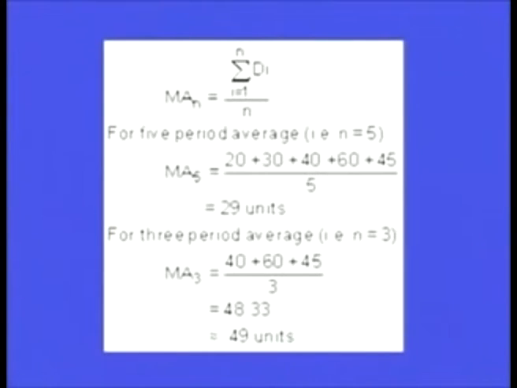So, if we use a complete simple average, we have data for the last 5 months available with us, and we are doing a simple average of 5 months data, that is 20 plus 30 plus 40 plus 60 plus 45 divided by 5, our forecast is 29 units. But if we are giving weightage to the last 3 months data, or our average is moving with the periods, like for the last 3, now suppose we want to forecast for the next month, this forecast is for the month of July. Now, suppose we want to forecast for the month of August.